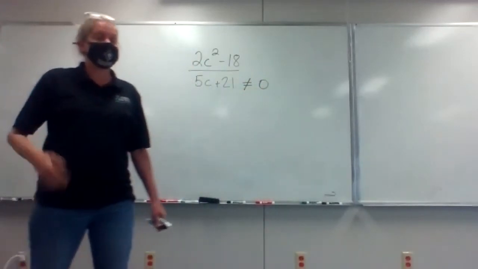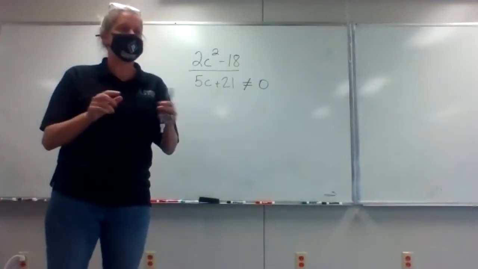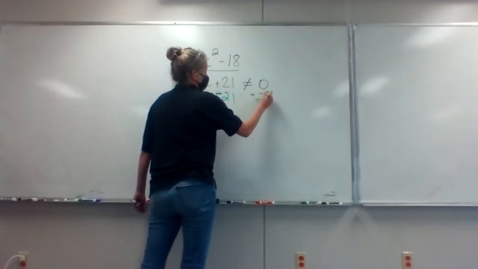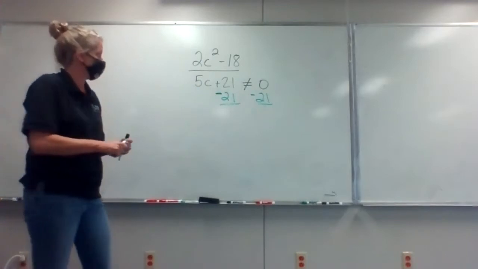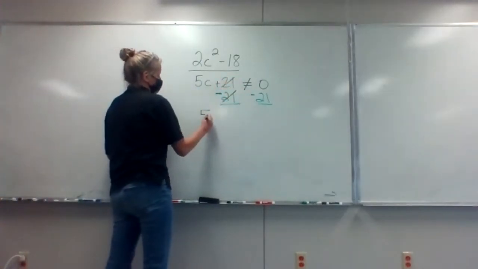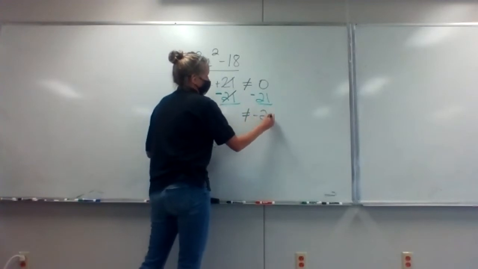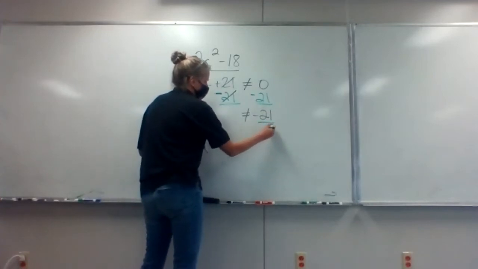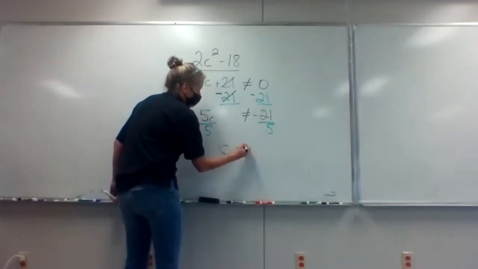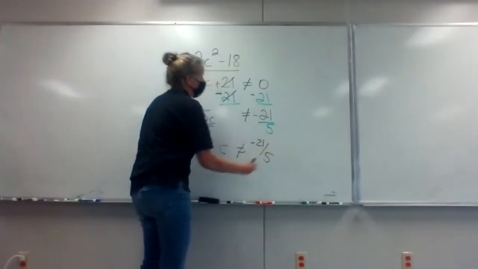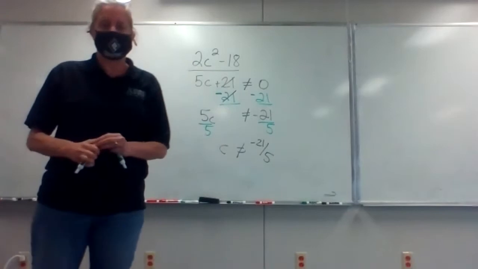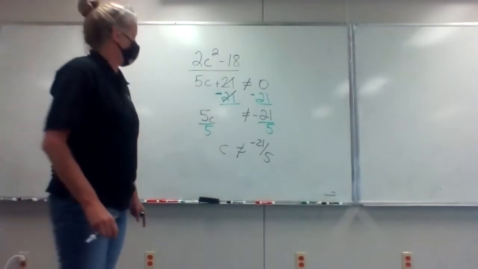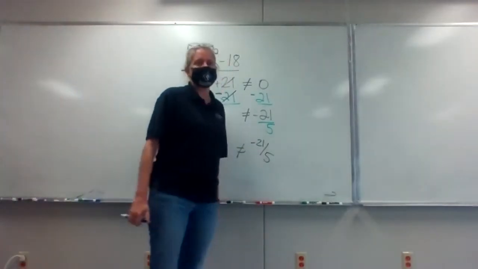So you just say, okay, I'm going to see what makes that equal 0 by setting it up as an equation and solving it for the c, which means I would just subtract that 21 from both sides. So now I just have 5c can't equal negative 21, and divide it by 5. So c can't equal negative 21/5, because that's the number that would make that rational expression undefined. So the rational expression is not defined when c equals negative 21/5.